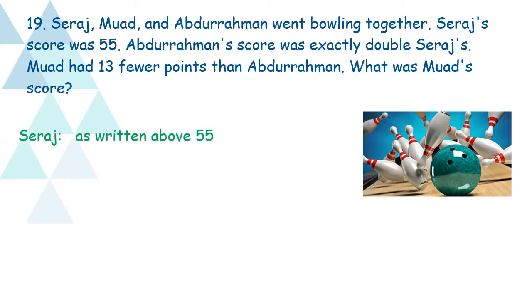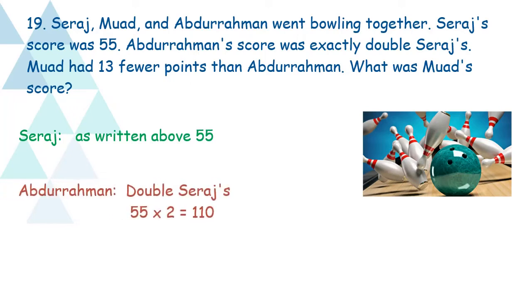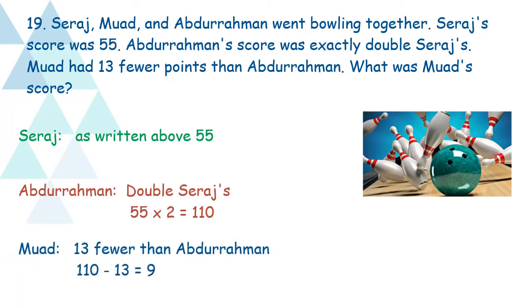I will show you both Abdurrahman and Muad's score right now. In order to know their scores, I have to start with Siraj's, which is mentioned in the question as 55. And now I will work out Abdurrahman's, which was double Siraj's. So 55 multiplied by 2, which is the same as 55 plus 55. The answer is 110. Now Muad's, which was 13 fewer than Abdurrahman, or lesser than Abdurrahman. So 110 minus 13, which is 97.